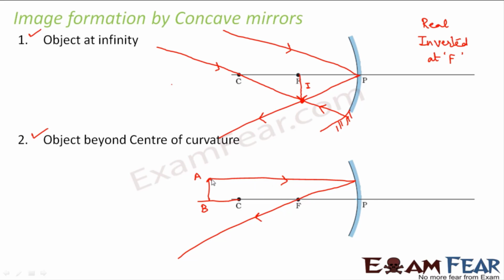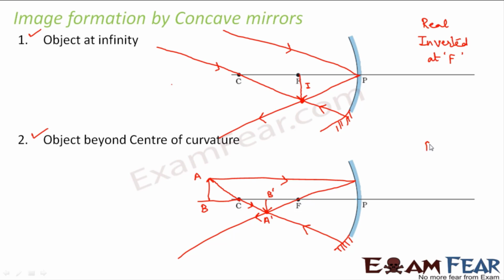Now let us suppose there is another ray which passes through the center of curvature and falls on the mirror. What will happen to this ray? After reflection, it will retrace the same path. So which is the point where the two reflected rays are meeting? This is the point, so that means an image will be formed here. We will call this image B dash A dash.